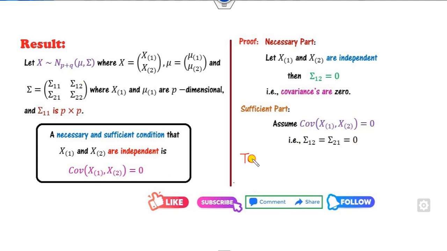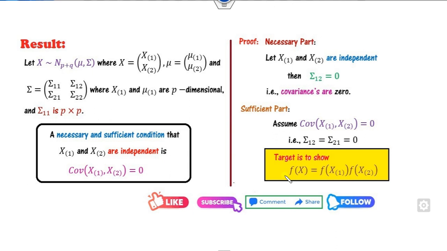Now what is your target? Your required target is to prove x1 and x2 are independent. So how can you prove the independence? That means you have to prove the joint density function of x1 and x2 is the product of the marginal density functions. The proof is very simple. I will explain it in a very simple manner. Firstly, I can start with the joint density function.